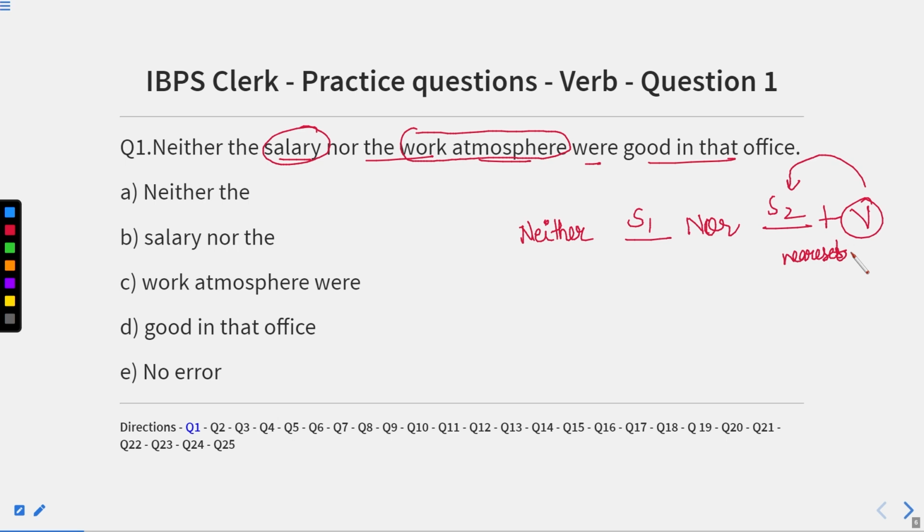Now if we look at the sentence carefully, we have neither the salary, so this is the first subject, and nor the work atmosphere, this is the second subject, and the verb is were. So this were depends on the nearest subject, and the nearest subject is work atmosphere. Obviously atmosphere is uncountable, and uncountable is always considered singular. Therefore this were is incorrect over here. Instead it should be replaced with was.